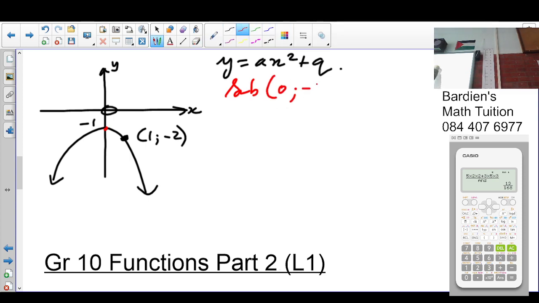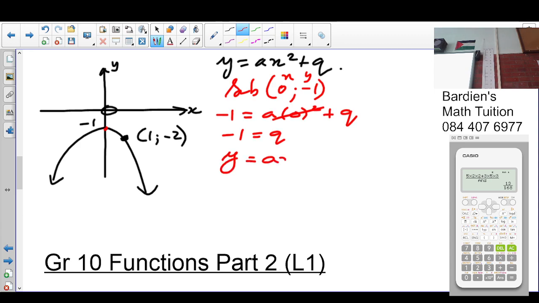0 and negative 1. There's an x and a y. So we say negative 1 is equal to a into 0 squared plus q. 0 times a is 0. q is negative 1. My equation now reads y is equal to ax squared minus 1. So what do we still need to solve?